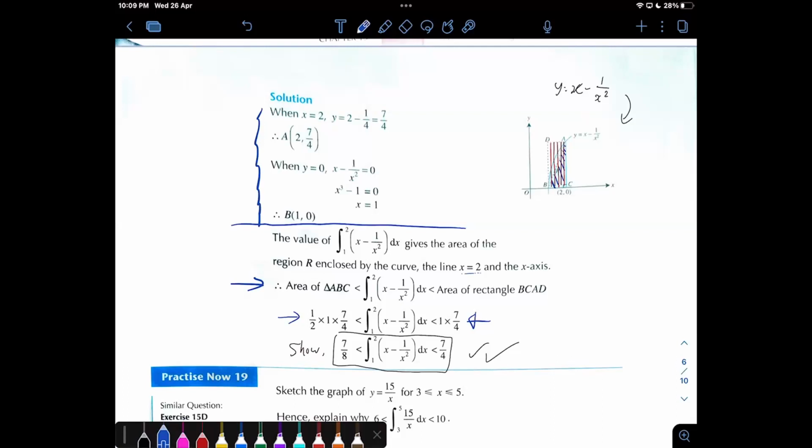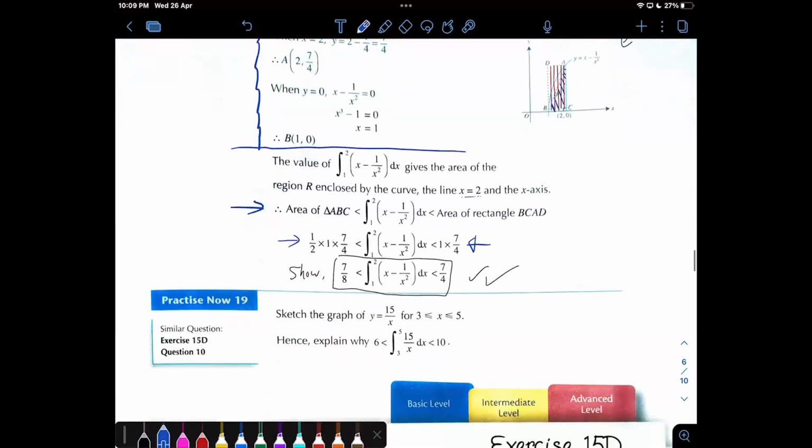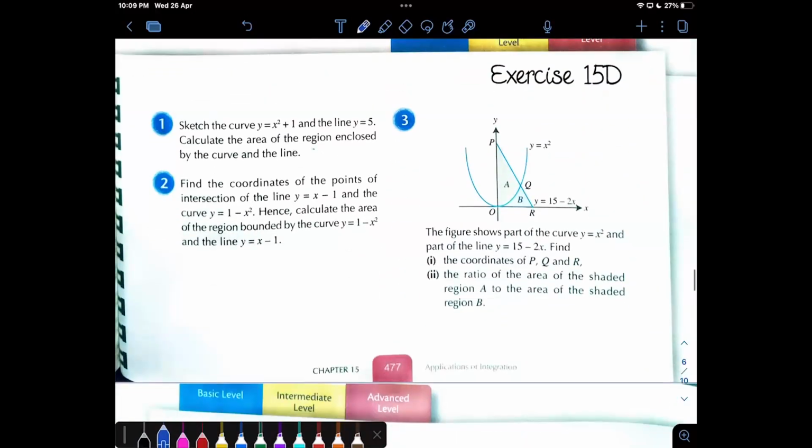The tricky part is you need to draw the diagram and you need to be able to see which triangle and which rectangle they are referring to. Okay, then another kind of question they will test you on.